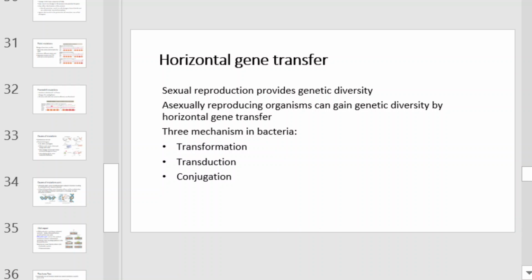Horizontal gene transfer. Horizontal gene transfer involves sexual reproduction and can provide genetic diversity. Asexually reproducing organisms can gain genetic diversity by horizontal gene transfer. Three mechanisms can occur in bacteria: transformation, transduction, and conjugation.